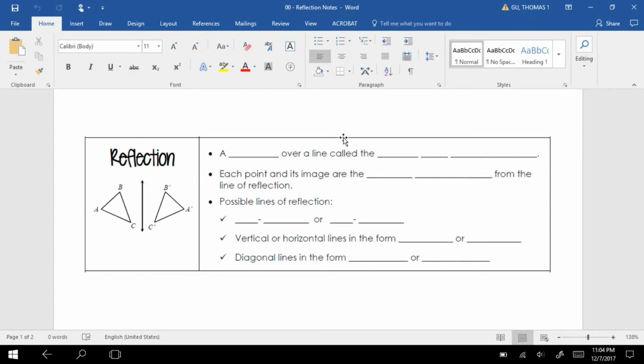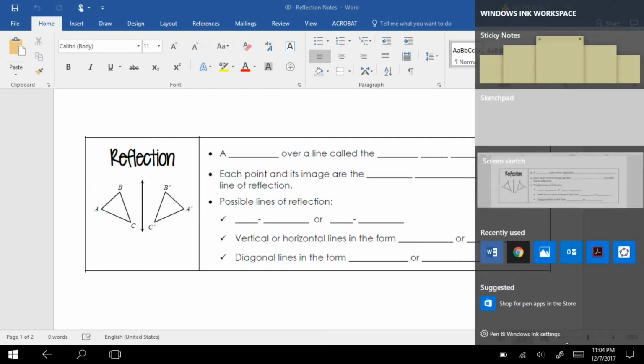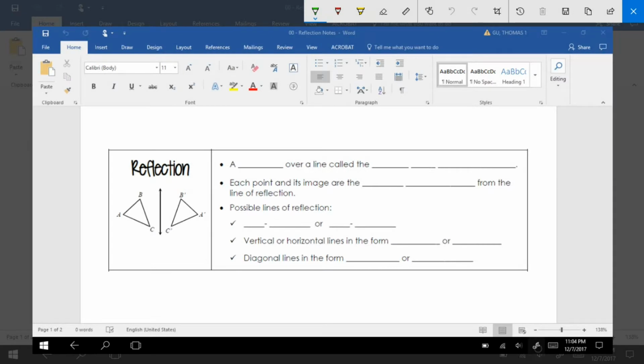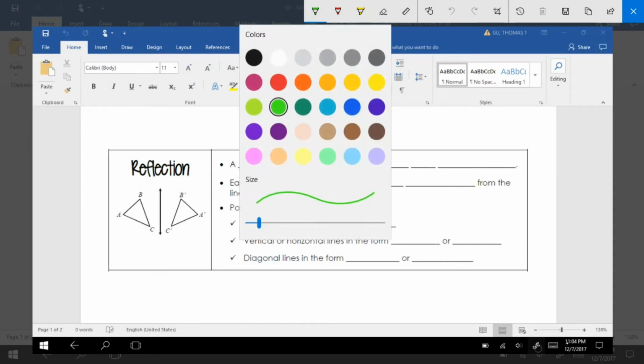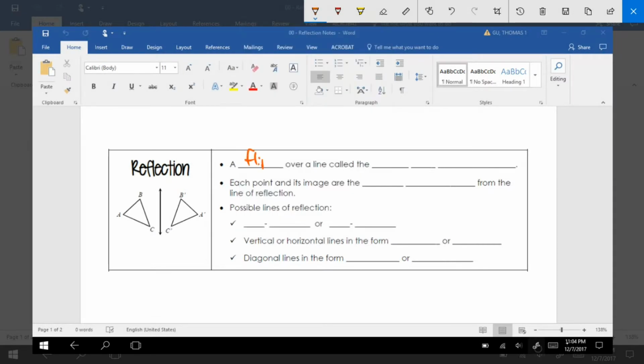Today we're going to be going over the second part of the trilogy of transformations. It's going to be reflections. So, what do you think a reflection is? If you said flip, then you are right. A flip over the line called the line of reflection. That's what a reflection is.